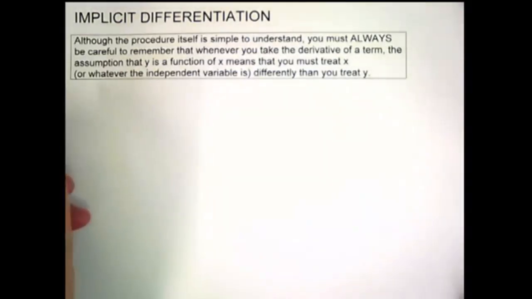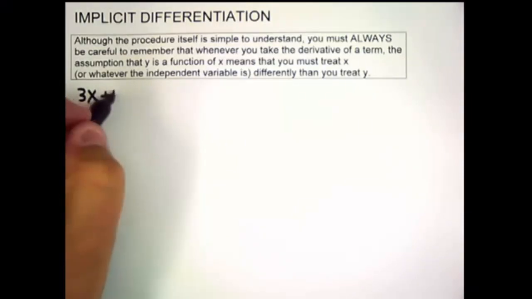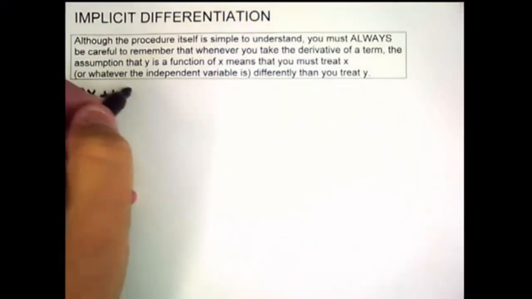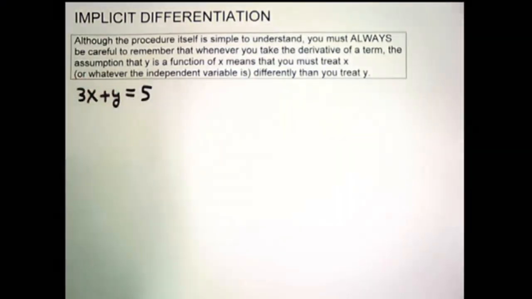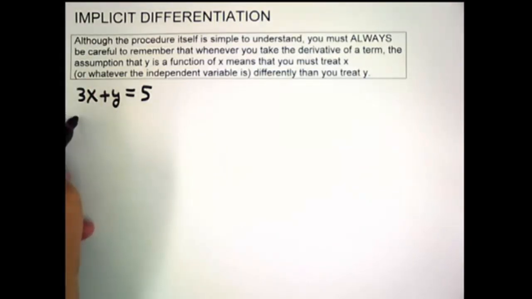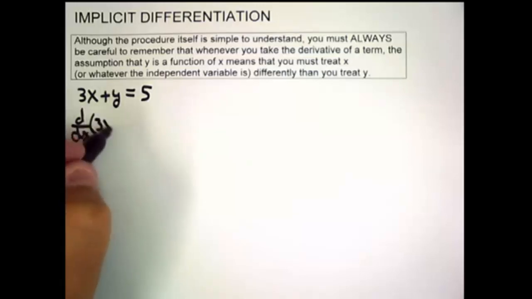Let's look at an example just to make that point. Suppose I have 3x plus y is equal to 5. According to our 3-step process, we need to take the derivative of each term.